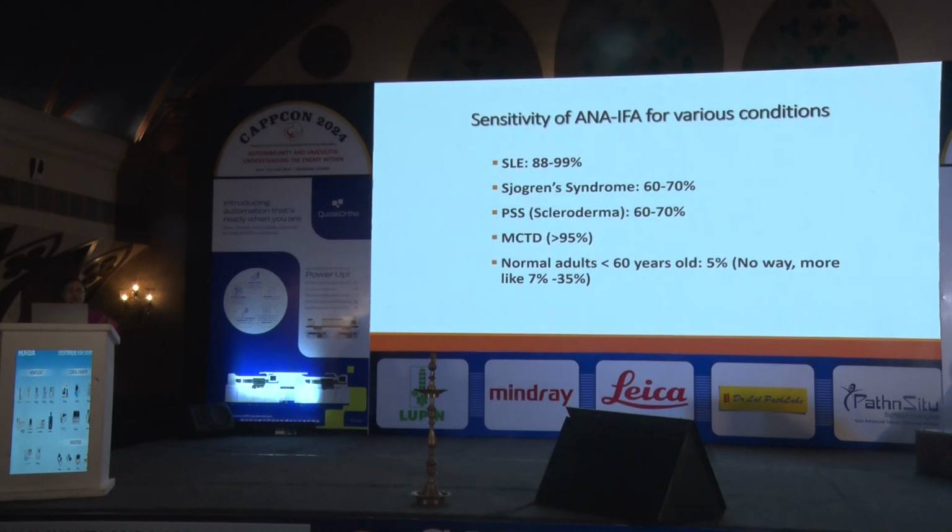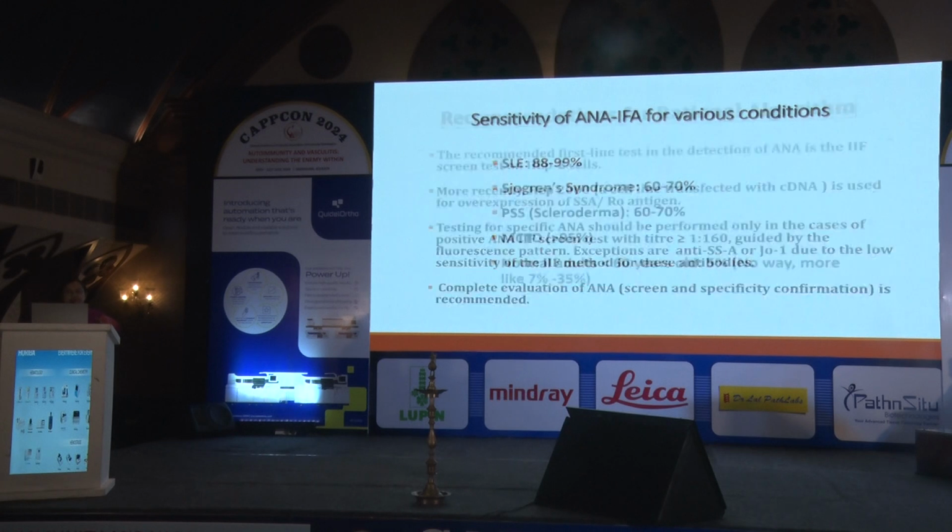Now, these are some of the IFA-ANA sensitivities in different diseases, with MCTD being the highest. But we should not forget that in normal adults less than 60 years old, there are people who are positive at 1:80 dilution or more. If we start at 1:40, you can get 7 to 35% of normal people who will also give a positive ANA.